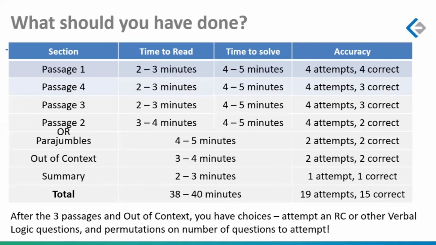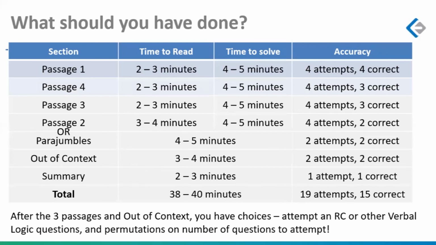Passage 2, I am putting as an alternative to parajumbles. You could have either gone to passage 2 and spent maybe 7 to 8 minutes, getting 4 attempts, 2 correct, or you could have gone to parajumbles, and in 4 to 5 minutes attempted 2 and gotten 2 correct. So if you haven't been taught parajumbles, but you're still targeting a 98 percentile, then you have to do the best you can with passage number 2.